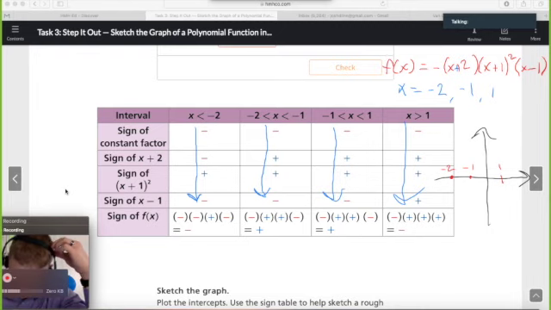So from negative 2 on, it's going to be negative. And then it switches to positive. And notice how it's positive and then positive. So that means we're coming up, then back down, but we're not crossing this time because we're still positive.